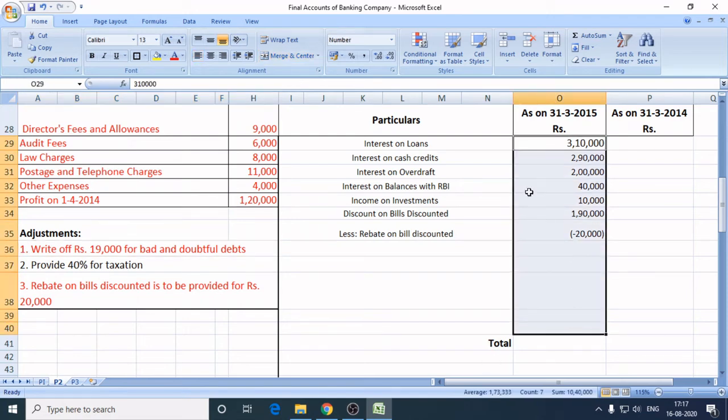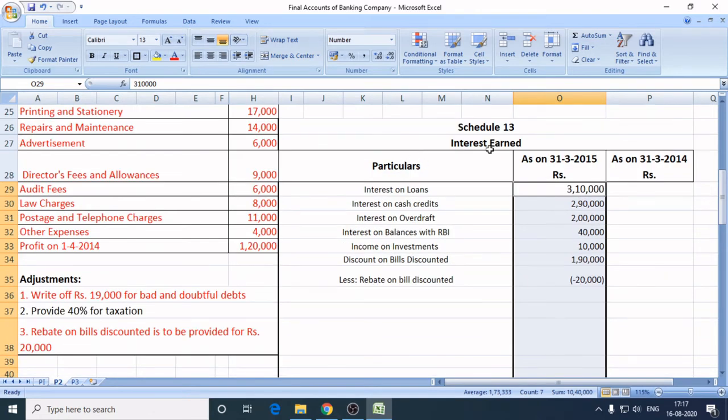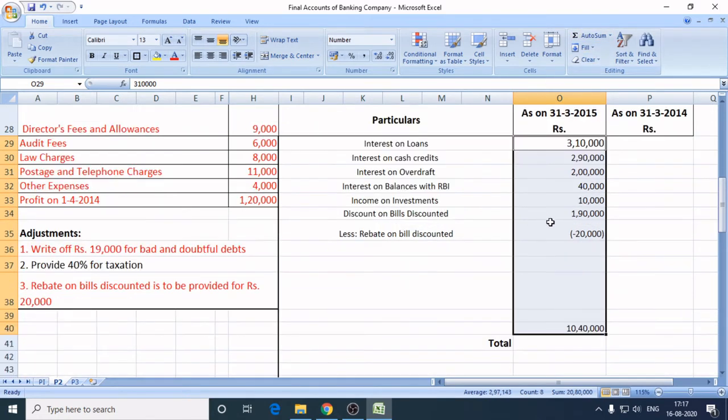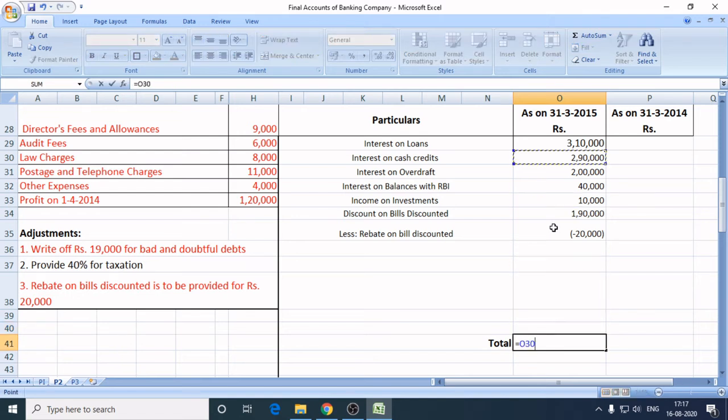Here the total of the entire particulars under schedule number 13, interest earned, is rupees 10 lakh 40,000. But from that figure we have to deduct this figure. So I will do one thing: this figure plus this figure plus this figure plus this figure plus this figure plus this figure minus 20,000 rupees. So the answer is 10 lakh 20,000.